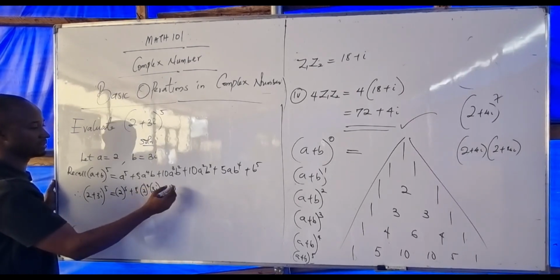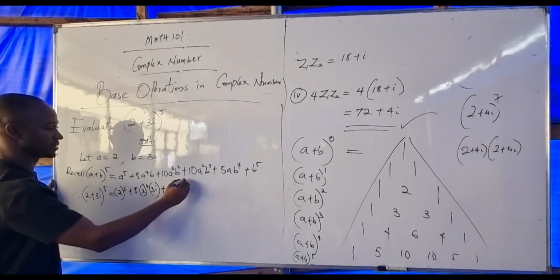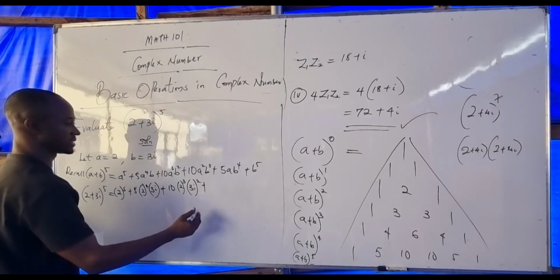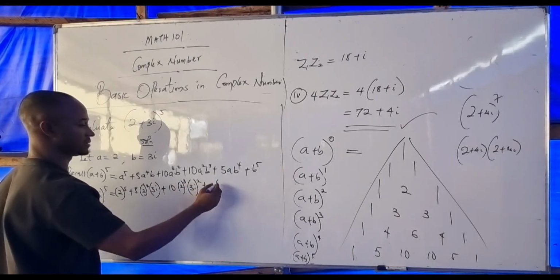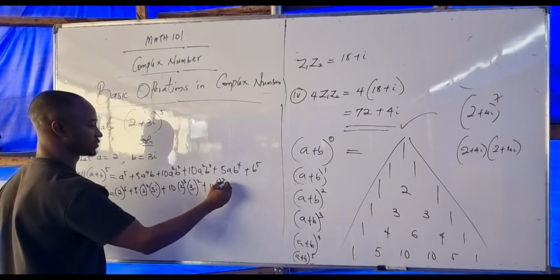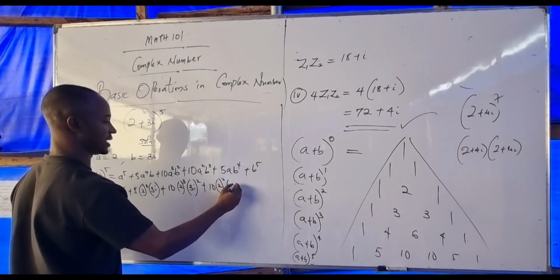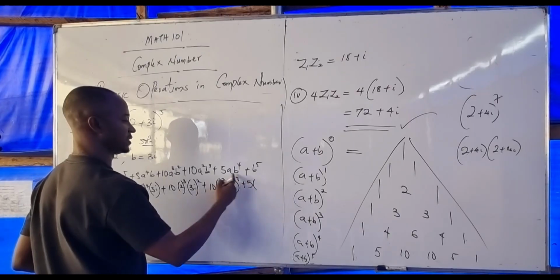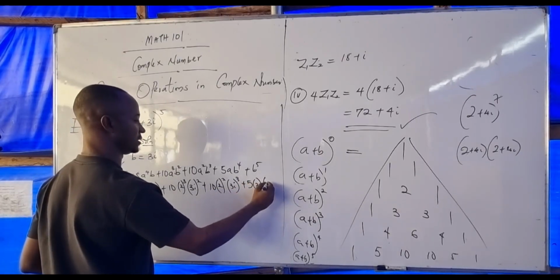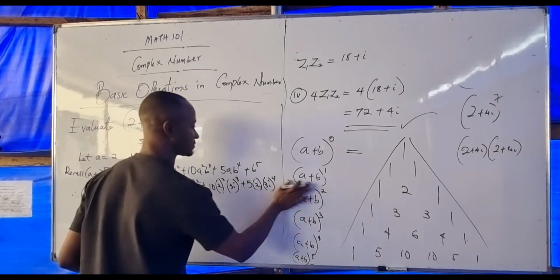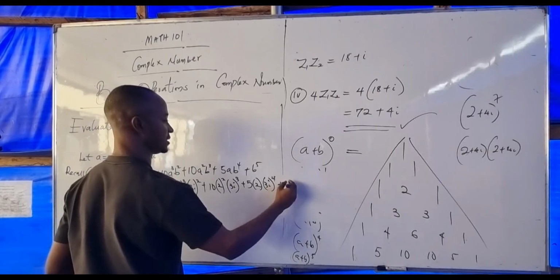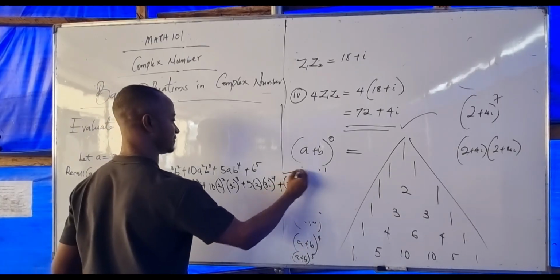Plus 10. What's that A? 2 raised by what? 3. B is what again? 3i raised by 2. Plus what? 10. 2 raised by what? 2. 3i raised by what? 3. Plus what? 5. A is what? 2. 3i raised by what? 4. Once again? Plus 3i raised by 5.